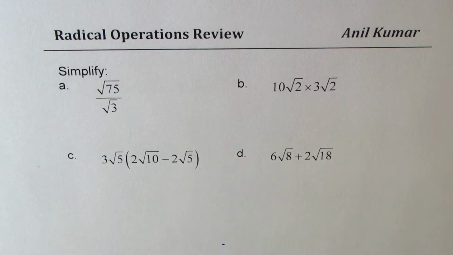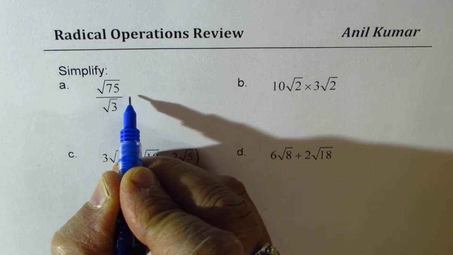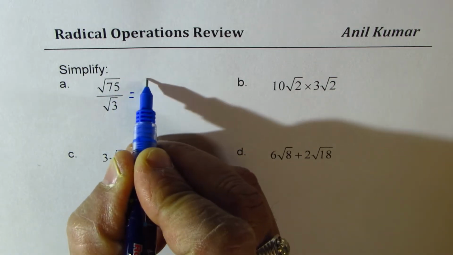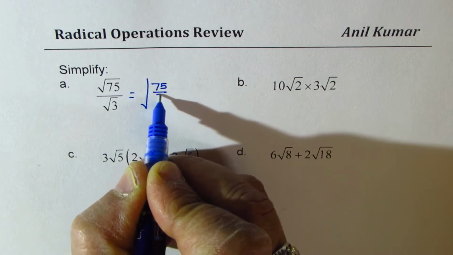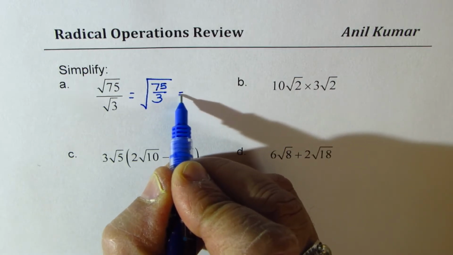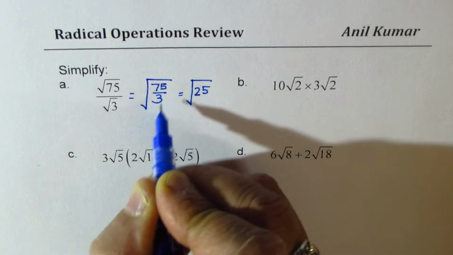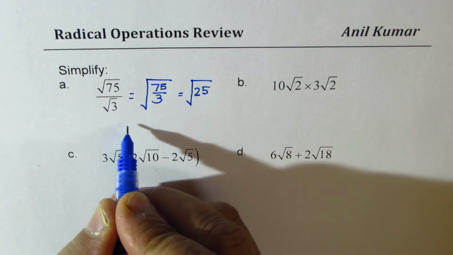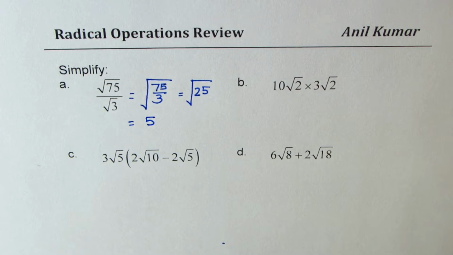So we'll start with the very first one, which is square root of 75 divided by square root of 3. So in radical operations, you could also write them as square root of 75 divided by 3. So you could simplify first, which is square root of 25, right? Dividing 75 by 3, and square root of 25 is 5. So that is the result.